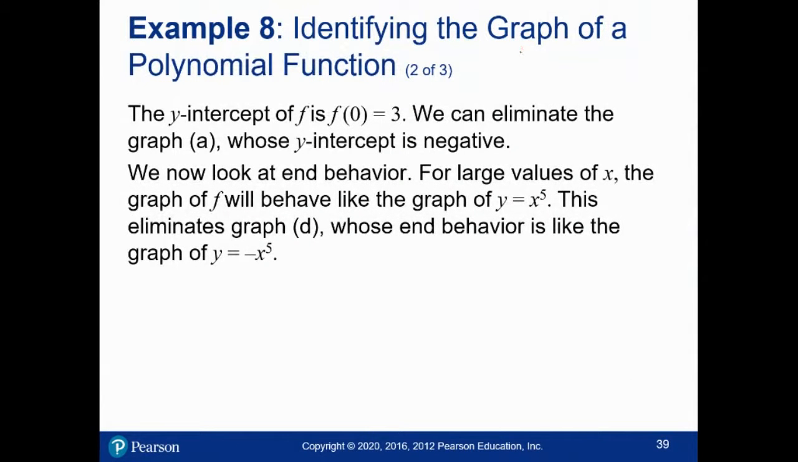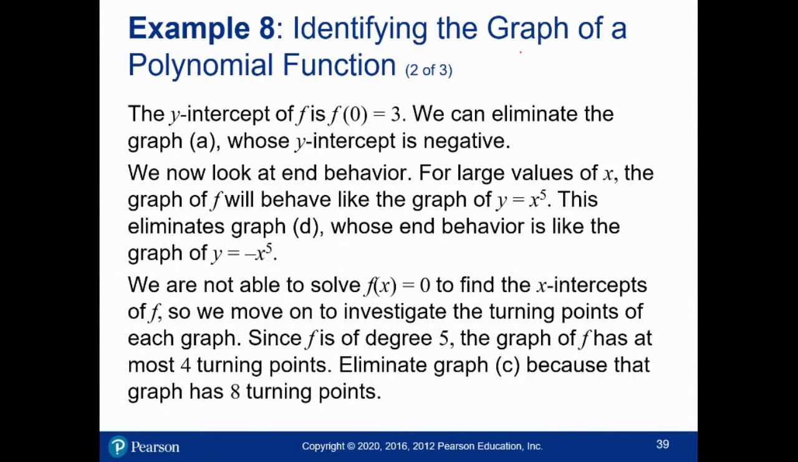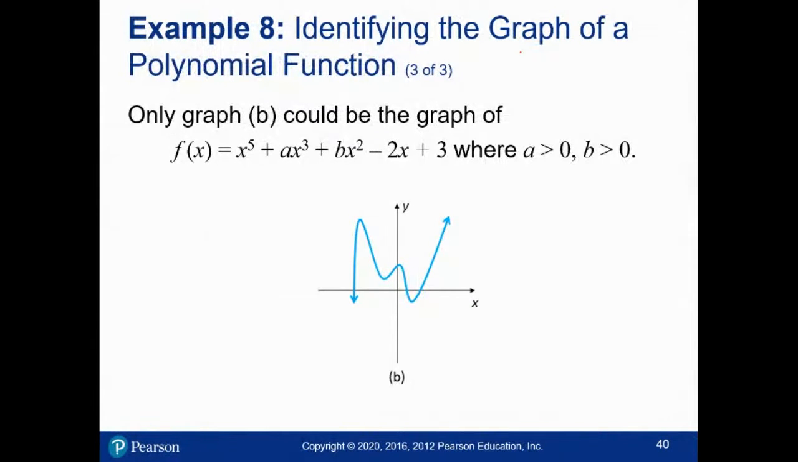So this slide is just reiterating all those points we just made. I just wanted to do it while looking at the pictures. So combining turning points and end behavior, we eliminated a couple, and then just using the fact that the intercept has to be positive, we eliminated the last one. Okay, so it's got to be this one. If it's any of them, it has to be this one.